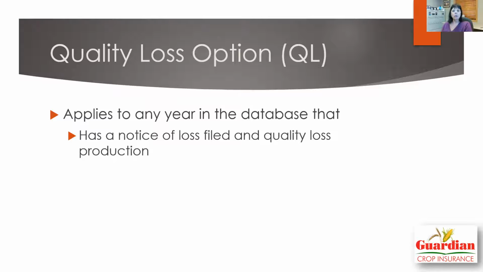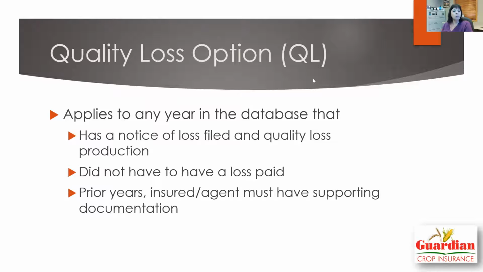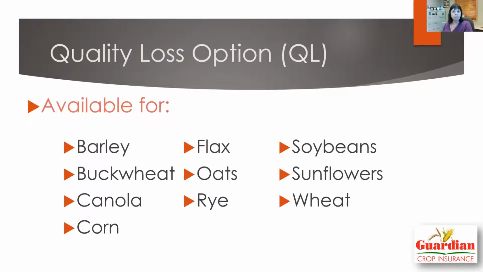It applies to any year in your database that has a notice of loss filed. So you had to have a claim submitted, and then they actually took quality loss adjustment on your production. You do not have to actually have a loss paid on that, but if they are using post quality loss production, and you did file a notice of loss that year, this would apply to you as well. It will apply to prior years in your database as long as you or I have the supporting documentation to back up that the quality loss was taken that year.